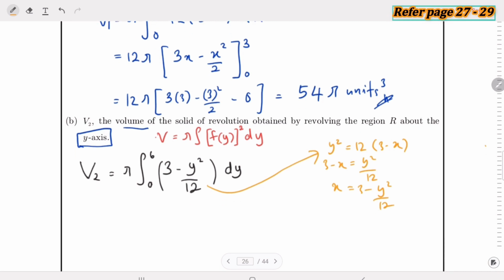So let's get started. We must expand the function first, squared, before we integrate. We will expand them first, from 0 to 6.